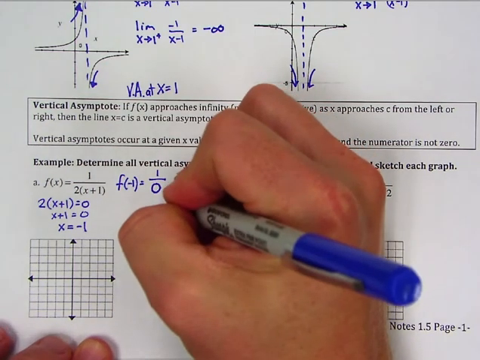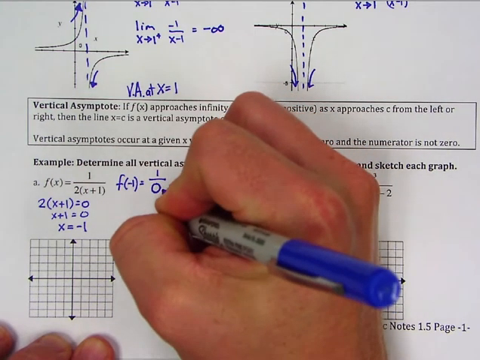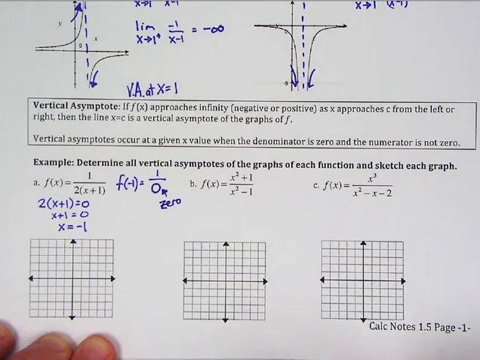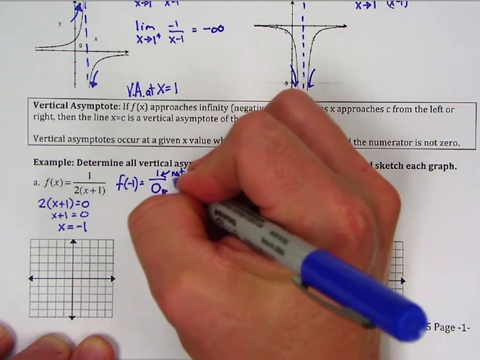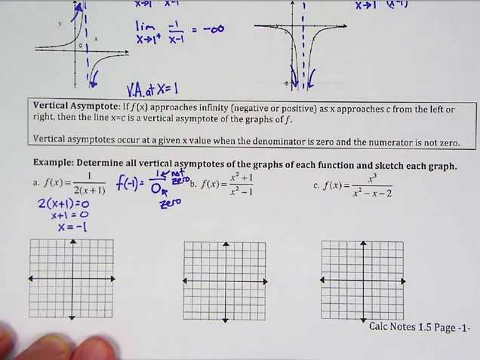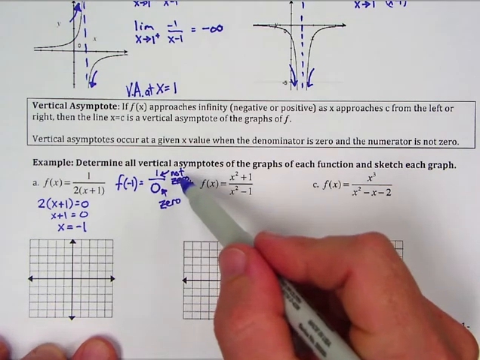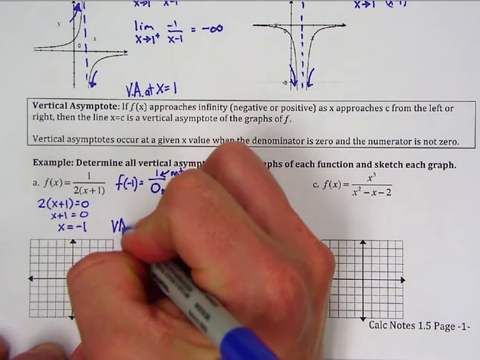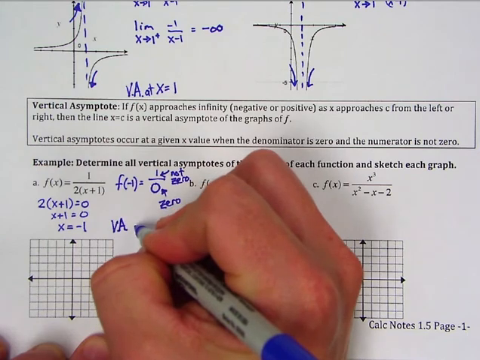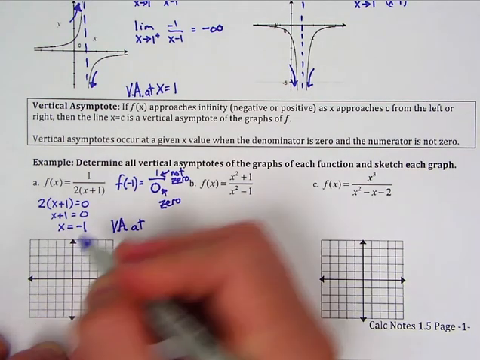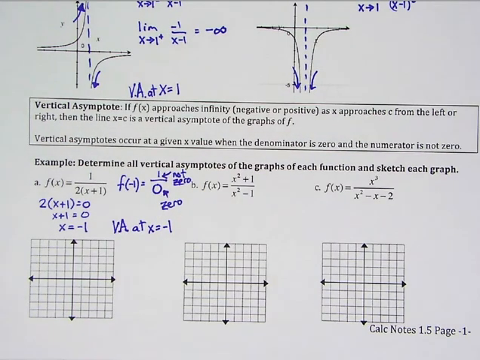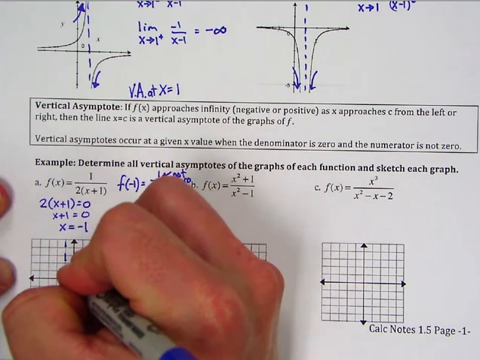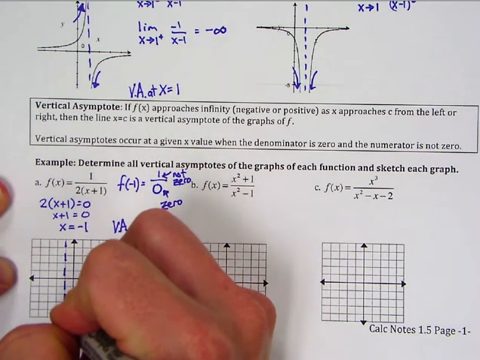So it's important to note that we have 0 in the denominator and not 0 in the numerator. And when this occurs, we get a vertical asymptote at this x value, at x equals negative 1. So without even using a calculator, we know we have a vertical asymptote here at x equals negative 1.